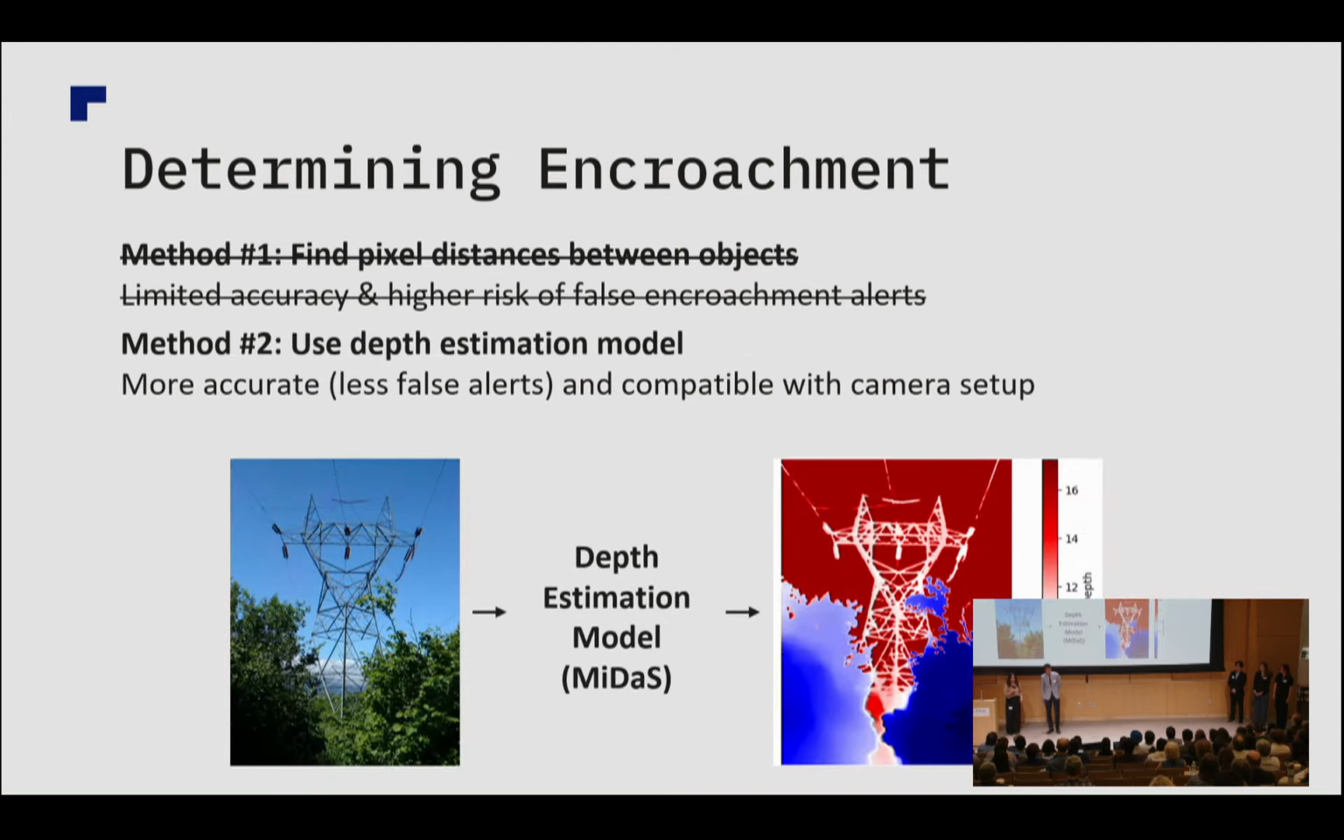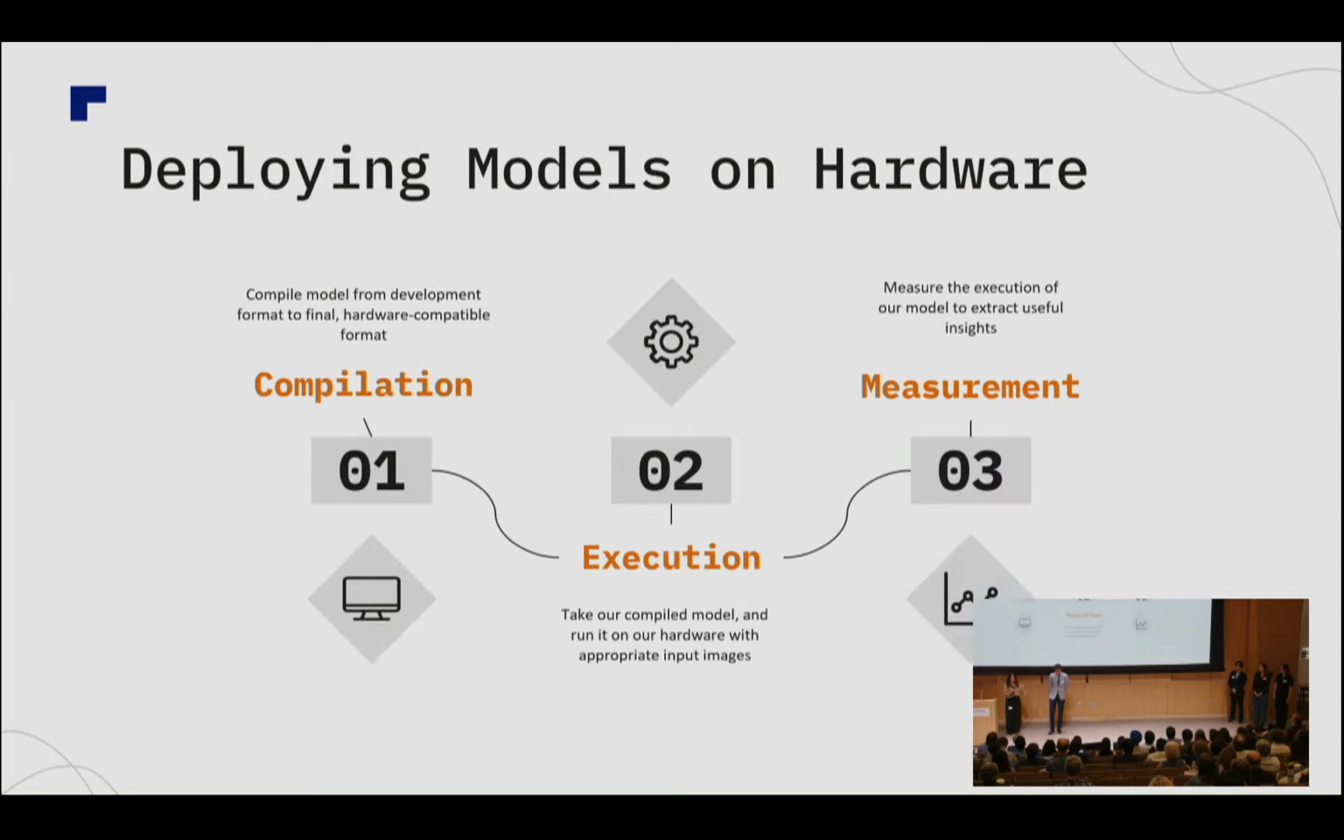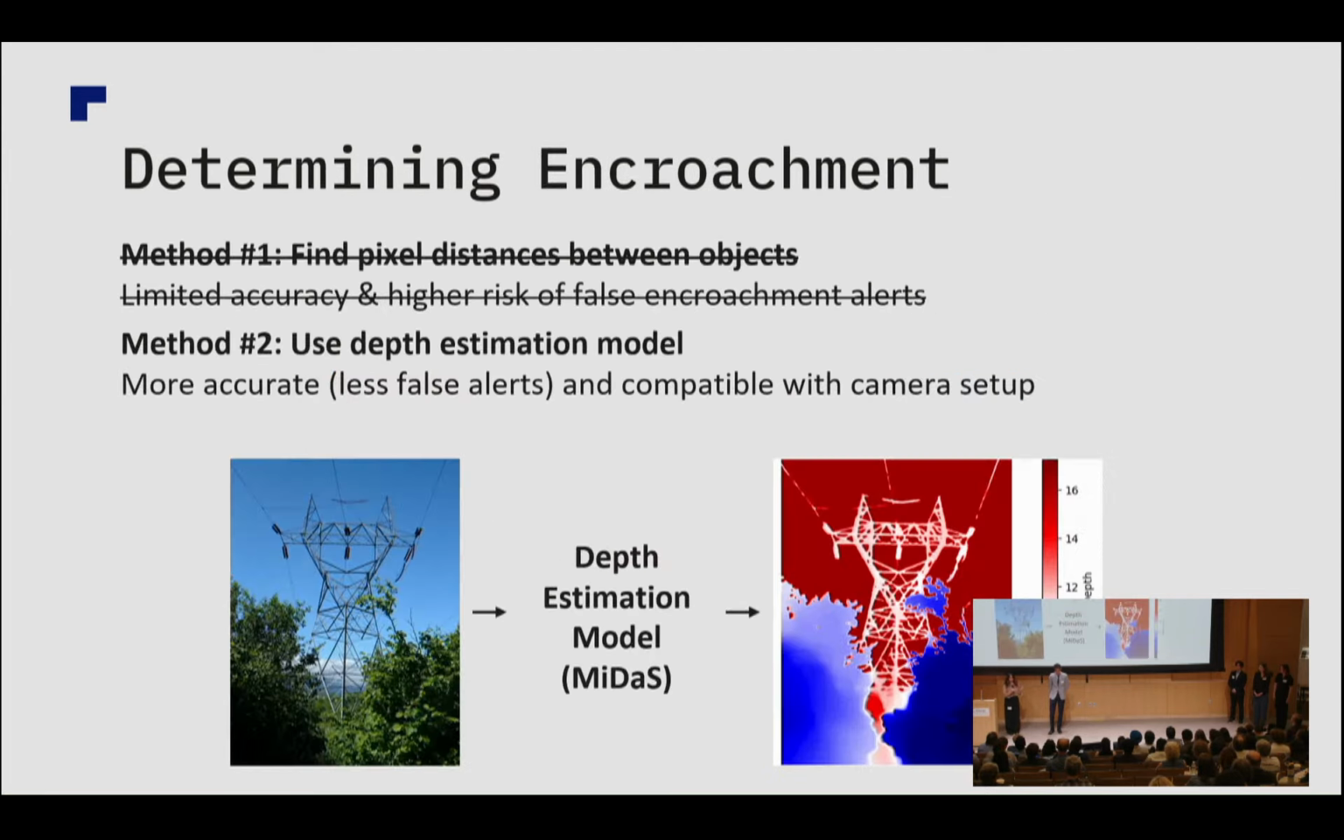That brings us to our second method, which is to use a depth estimation model. This is significantly more accurate and compatible with our camera setup. However, we did encounter a challenge where we have to convert from relative depths, which you can see in the top right, to the actual depths. And this can be done by taking a few reference points from within the field, which is data that LineVision has access to.